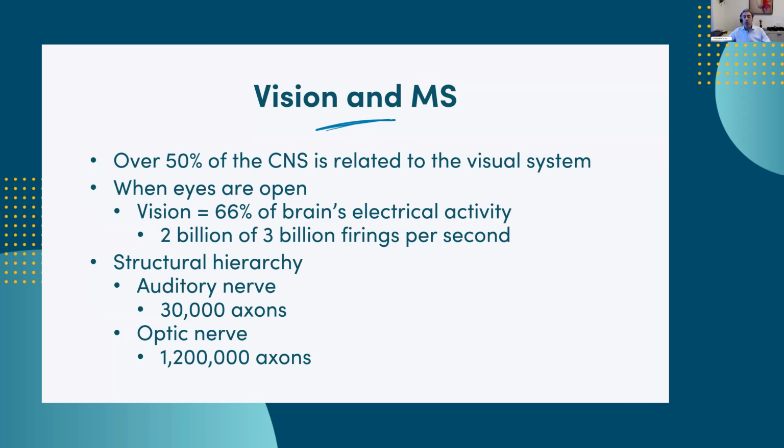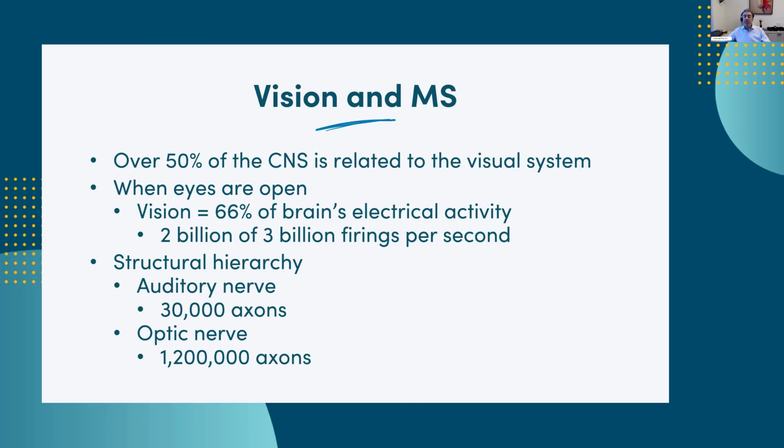When your eyes are open, vision itself is going to be responsible for 66% of the brain's electrical activity. That accounts for 2 billion of the 3 billion electrical firings per second that take place in your brain. Your brain is always doing stuff, as you can see here.